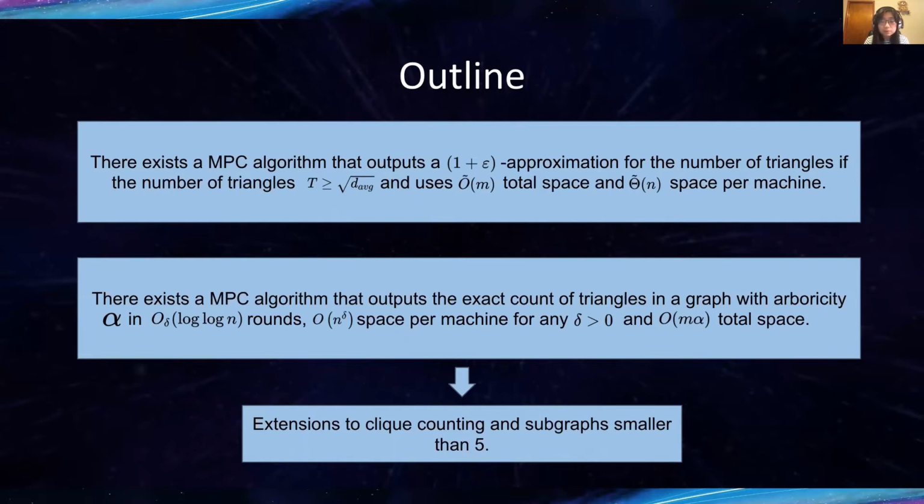I will also briefly mention at the end of my presentation extending the second result to counting cliques and subgraphs smaller than 5. I will start with the first result. Note that the first result holds when the number of edges is at least the number of vertices. We can ensure this by doing one round of preprocessing where we delete all vertices with no edges.